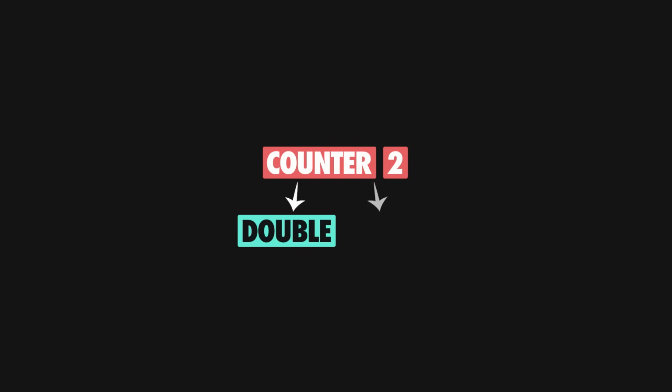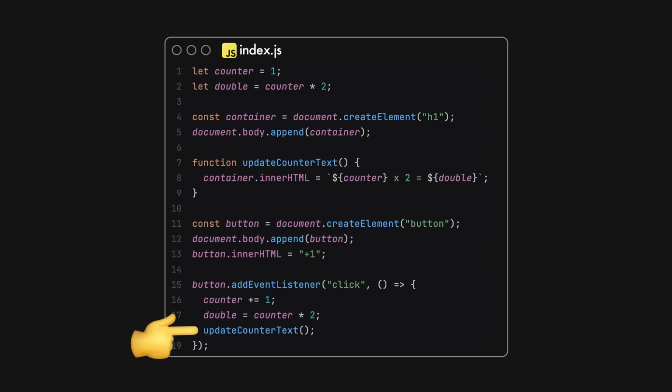Reactivity implies that whenever the state changes, associated values and DOM elements should be updated as well. In other words, updates to the double value and the container HTML should also be triggered by some mechanism running in the background. To achieve this, we'll start by upgrading the counter value from a value to a signal.